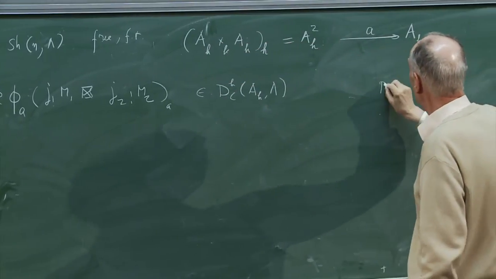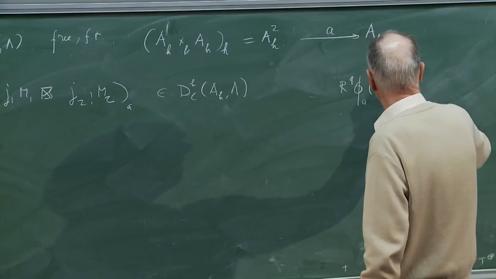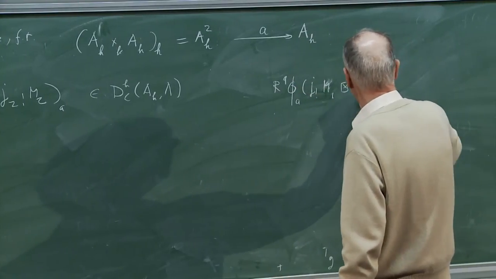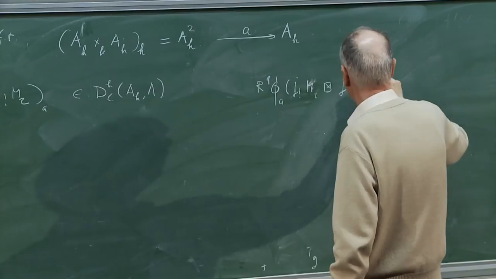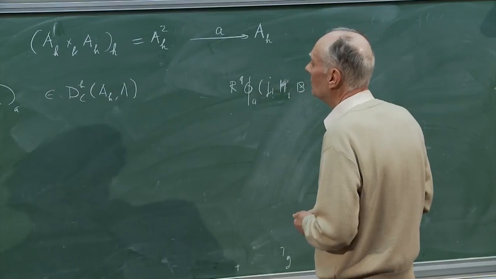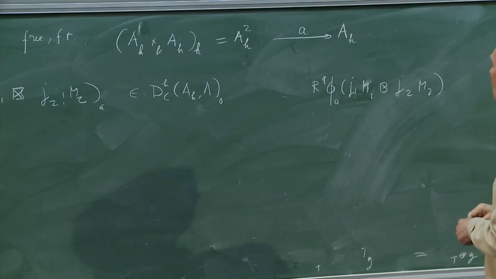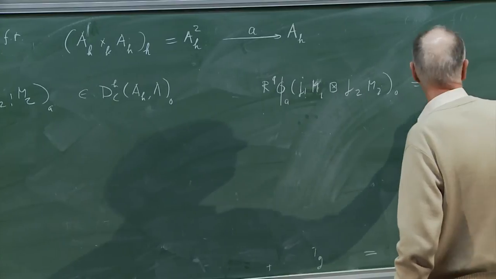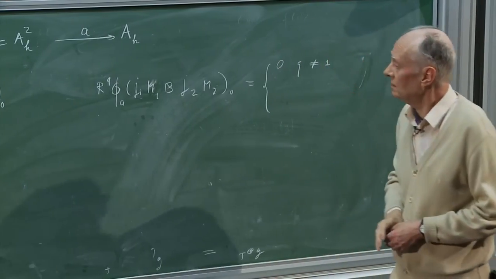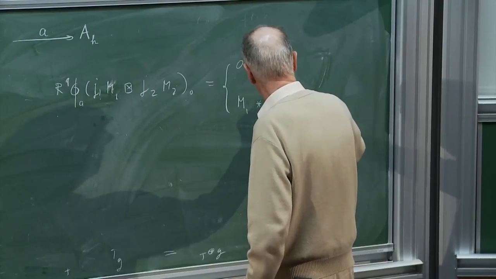And in fact, it turns out that R phi of j lower shriek M1 tensor j lower shriek M2. So this is not on, this is just on the closed point of Ah, because it's the R phi. Oh, yes, zero. Yes, sorry. Thank you. Then this is 0 for q different from 1. And this is something in dimension 1, which I will denote by M1 star 1 M2.